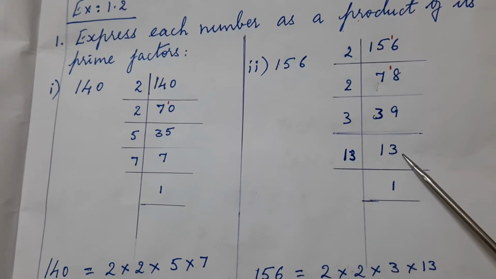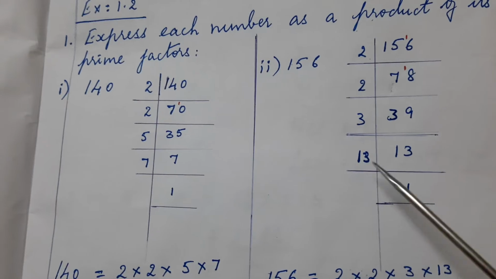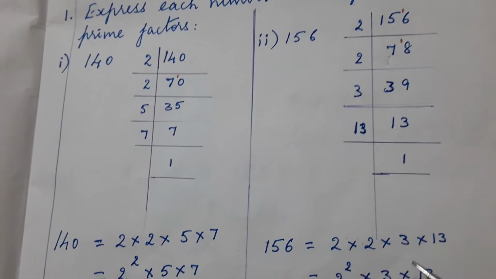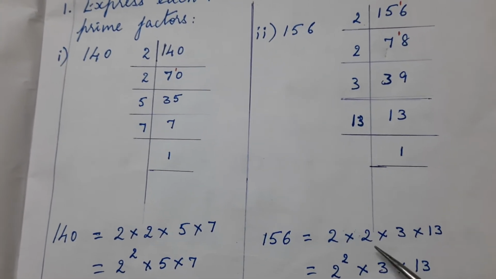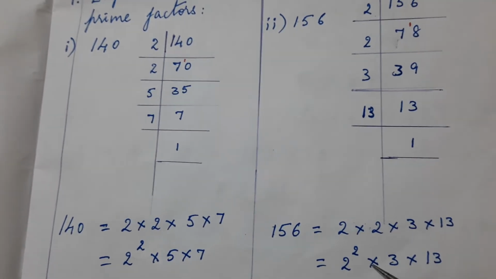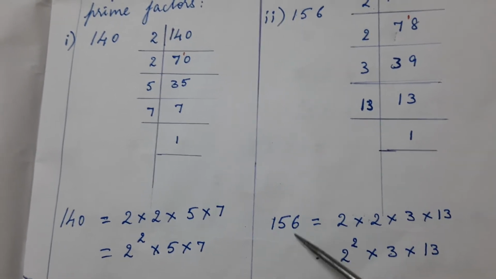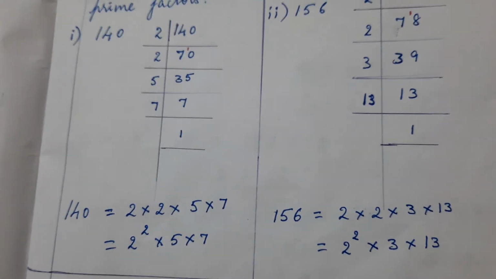13 is a prime number. I cannot divide by any other number. It should be divided by the same number. 13 divided by 13 is 1. Next, 156 is equal to 2 into 2 into 3 into 13. All factors we have used here. So 2 square into 3 into 13. These are the prime factors of this composite number 156.